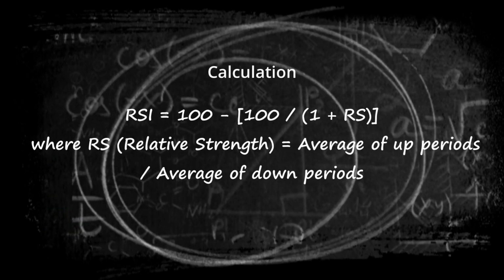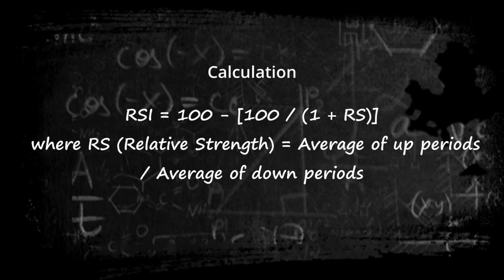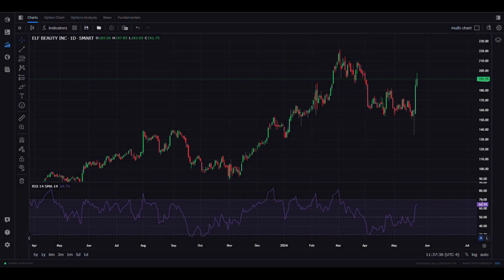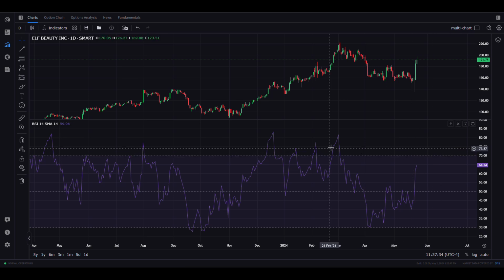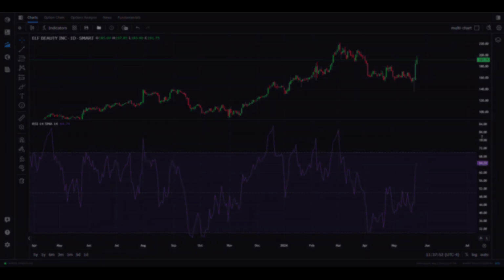Calculation. The RSI is calculated using the following formula. The RSI value ranges from 0 to 100. Traditionally, RSI values above 70 are considered overbought, suggesting that the asset may be due for a price correction or reversal downward. Conversely, RSI values below 30 are considered oversold, indicating that the asset may be due for a price increase or reversal upward. However, traders may adjust these levels based on market conditions and the asset being analyzed.